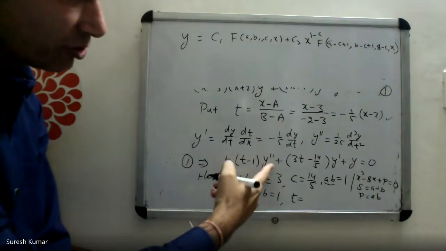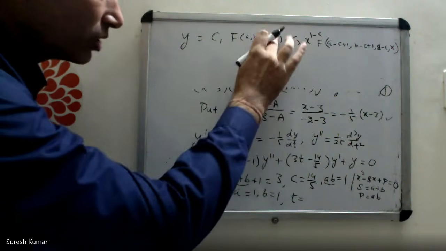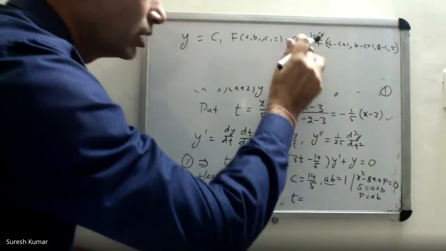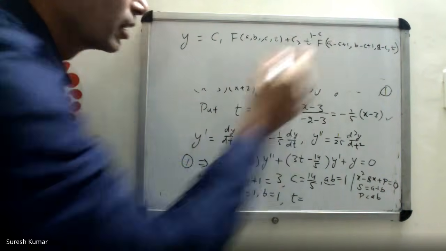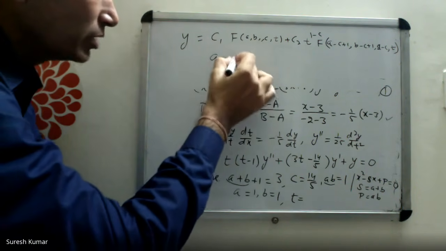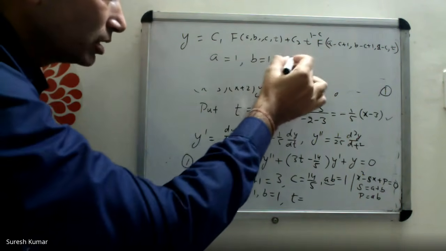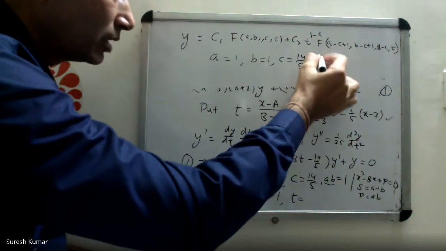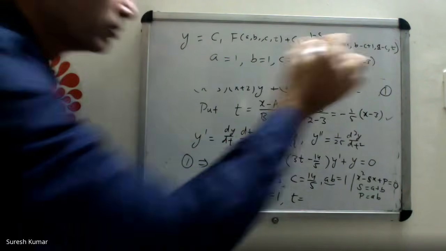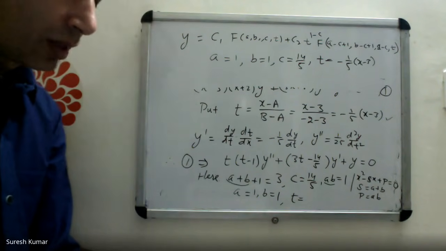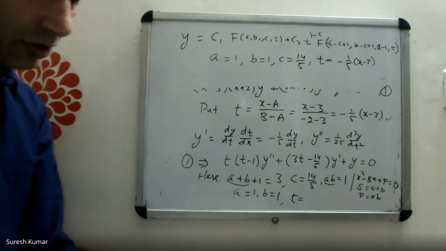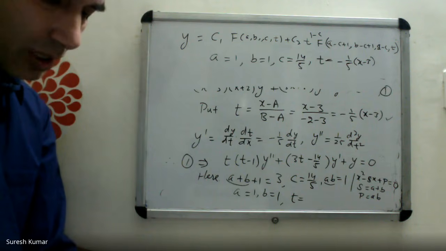But for this differential equation, because it is in y and t, first write t here, here also t. After that, you need not substitute, just mention what a, b, c and t are. a is 1, b is 1, c is 14 over 5, and t is minus 1 over 5 times (x minus 3). This is how you have to solve this kind of differential equations. Any doubt, you can ask me.